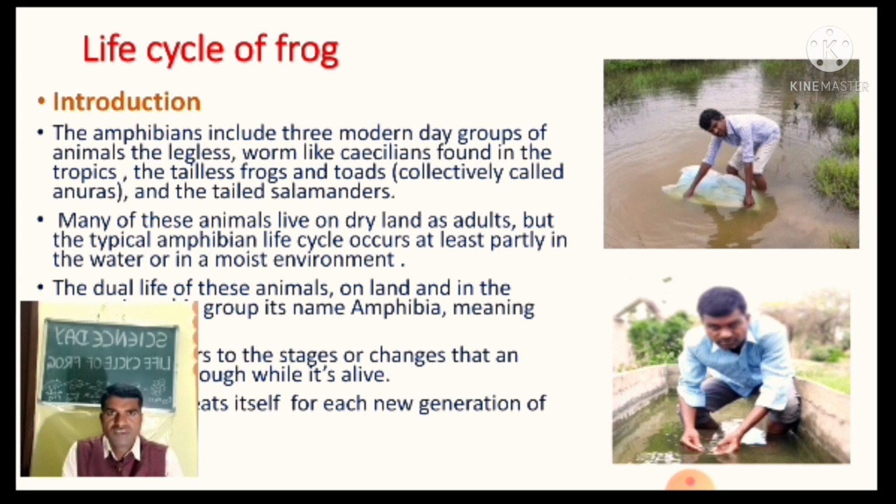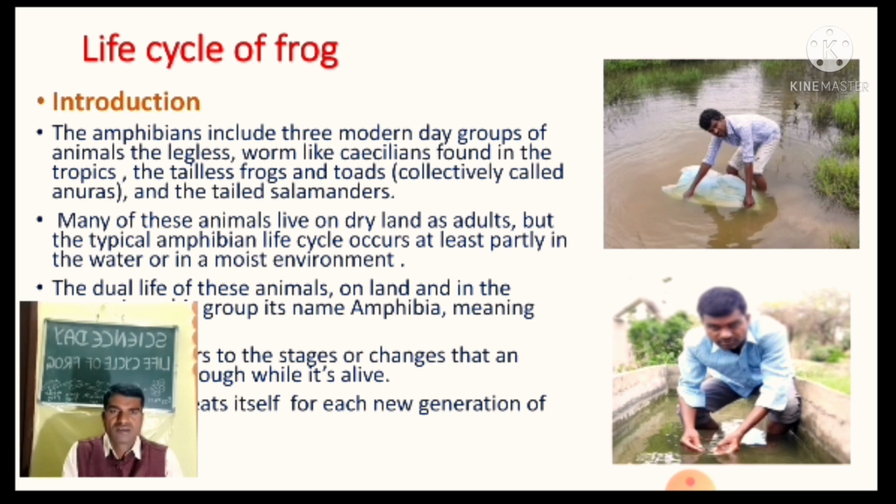Many of these animals live on dry land as adults, but the typical amphibian's life cycle occurs at least partly in the water or in a moist environment. Generally, the skin of frogs is moist. Frogs live in summer season and winter season. The periods are called the estivation period and the hibernation period.